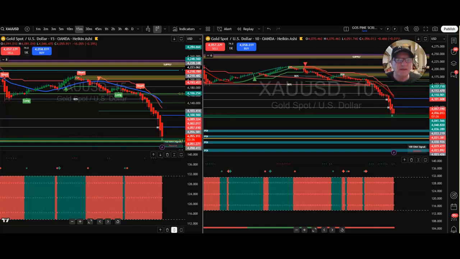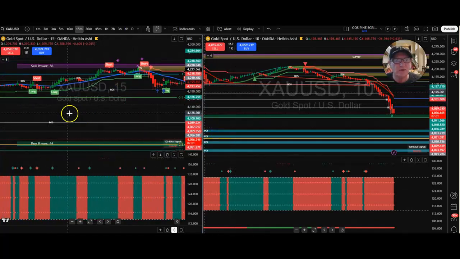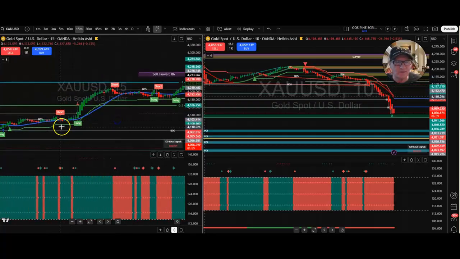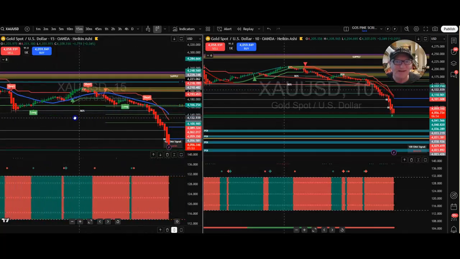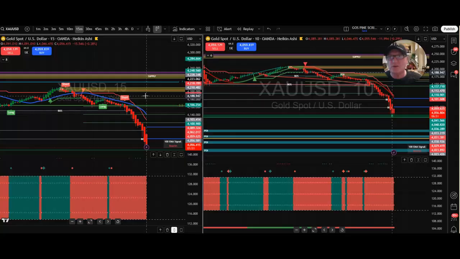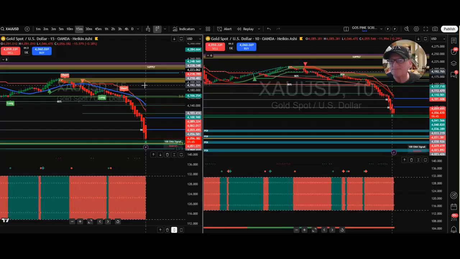I can get the colors here, so we can see that the price is all red. So when you get that happening, and at any time during the day you can actually see which direction it's going. If it's all green, then of course you're going to be buying. If it's all red, you're going to be selling. Now we do trade reversal points, but if you're strictly following the rules of the Gold on Steroids software, these are very simple rules to follow.